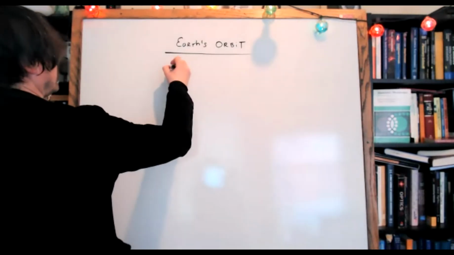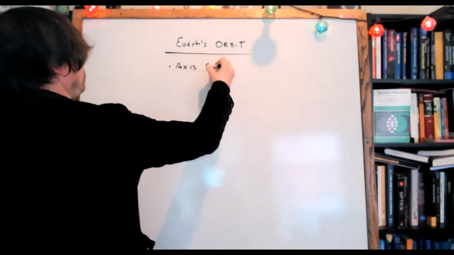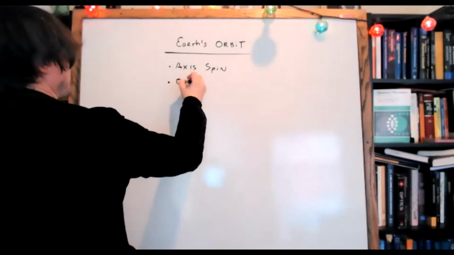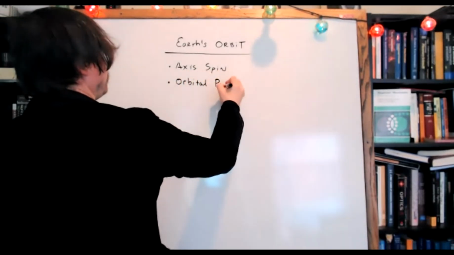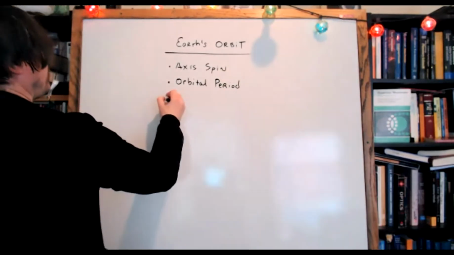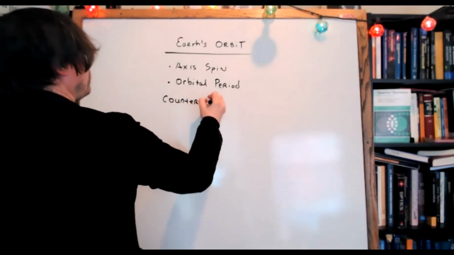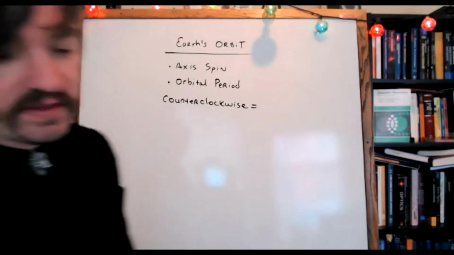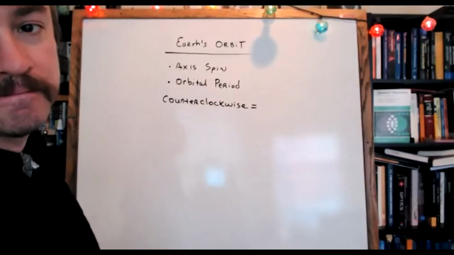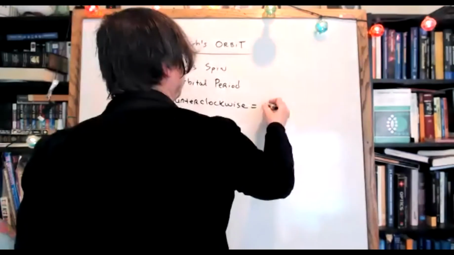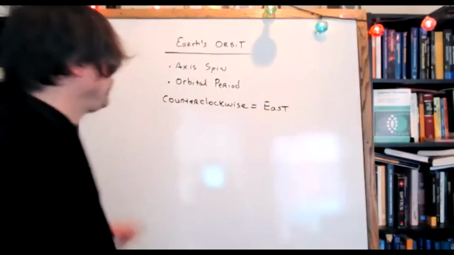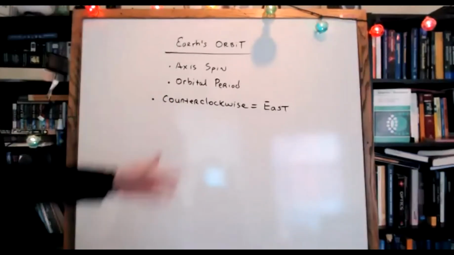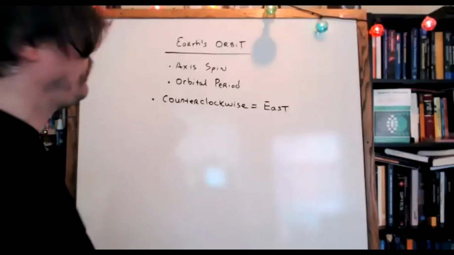You guys remember that we talked about Earth's axis spin. I'm not going to redefine everything because I've already done that. We talked about Earth's orbital period. We talked about the fact that in space, counterclockwise equals what direction in space? Students, tell me what you know. East. East, very good. That's going to feature very prominently in today's lecture and in today's lab. So I'd like to remind everyone that in space, counterclockwise is east. I'm doing this a little bit quickly because I already covered this. I'm just reminding you what we had done there.